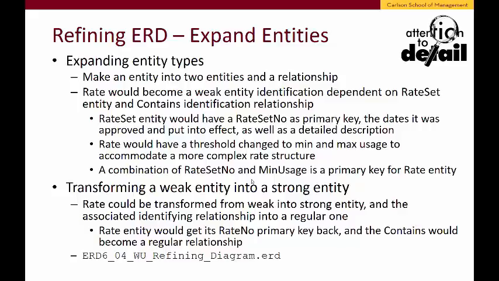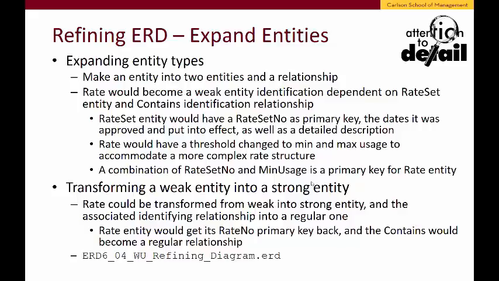Okay, the second transformation at the bottom of the second part of the slide would transform the weak entity such as rate back into a strong or regular entity with its own unique primary key and the identifying relationship into a regular non-identifying one. This would make it easier to reference rates just like an order detail ID instead of a combination of order ID and product ID in an easier way to reference an order detail table.